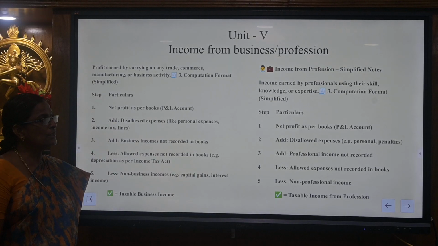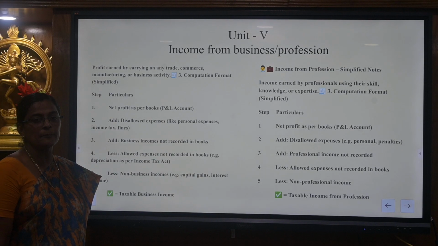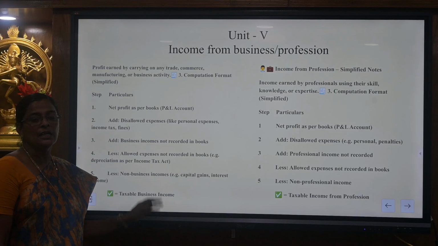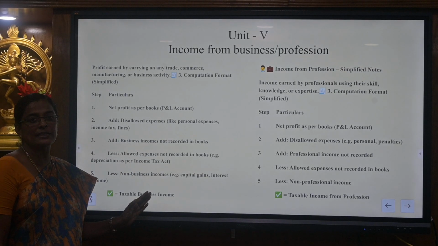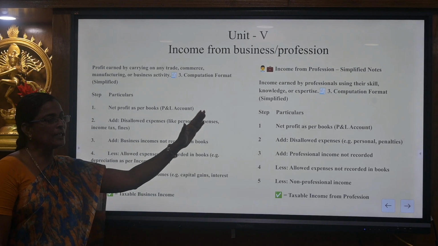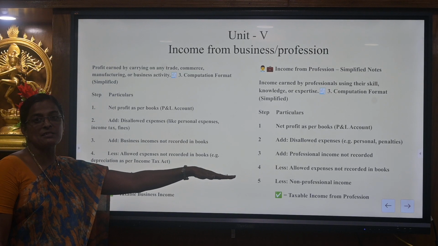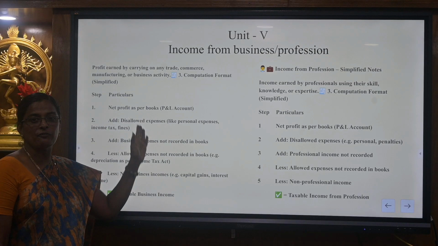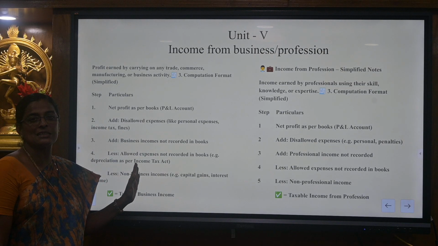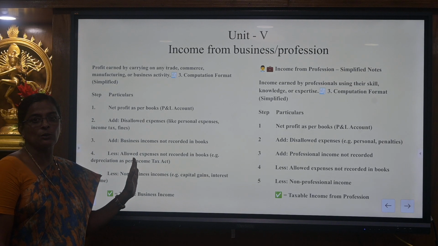And the last one is income from business or profession. Income from business is taken from the profit and loss account. Income from profession is taken from the receipts and payment account. Under income from business, the profit and loss account is the base. Under the profit and loss account, inadmissible expenditure, or expenditure not related to the business, should be eliminated, and income not related to business should be eliminated, and we can arrive at the profit or income from business.